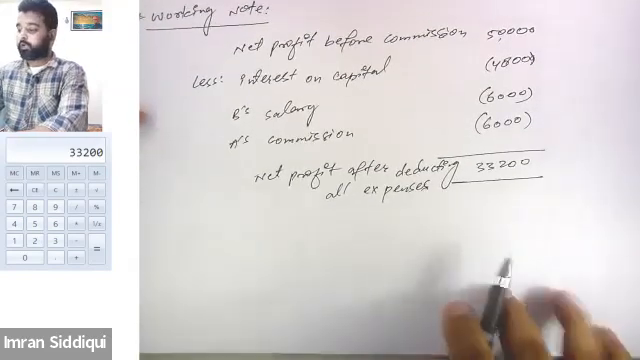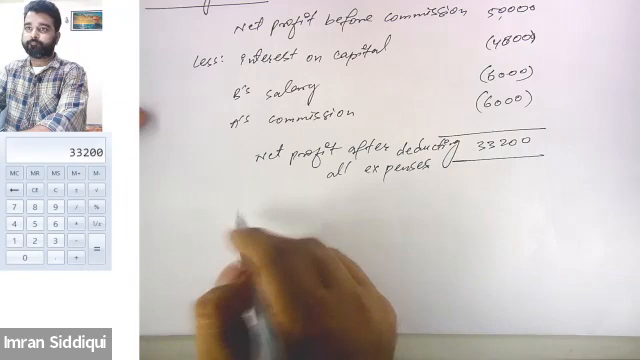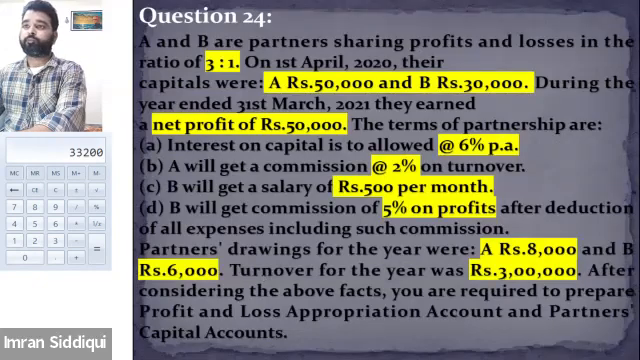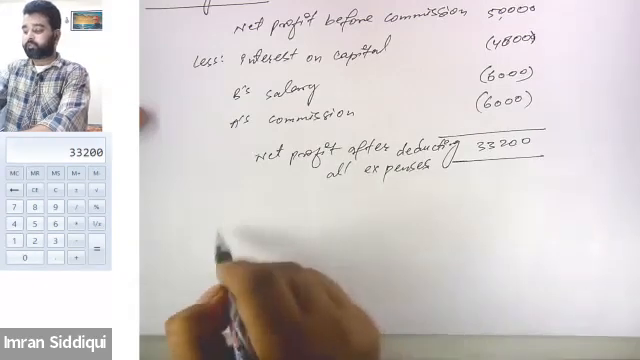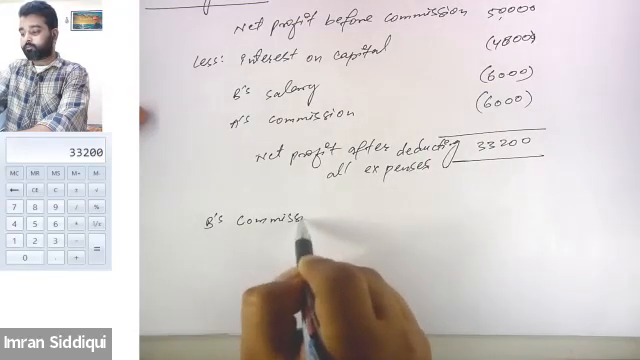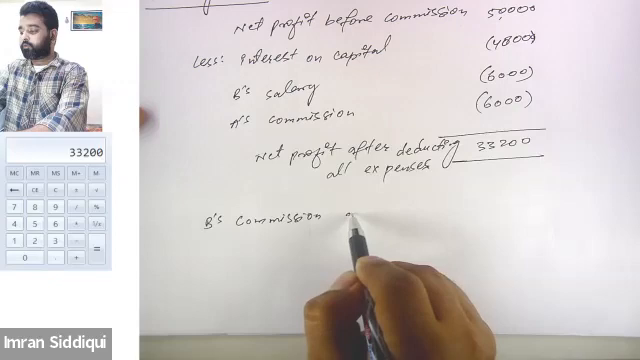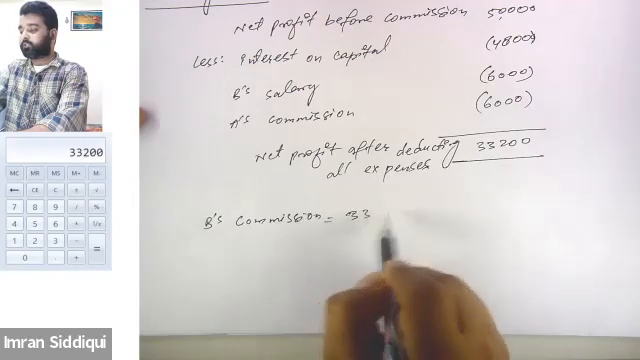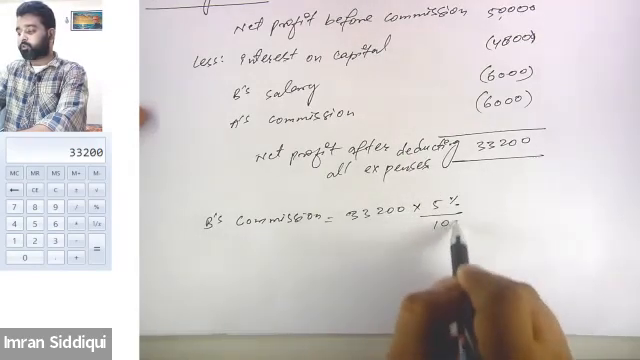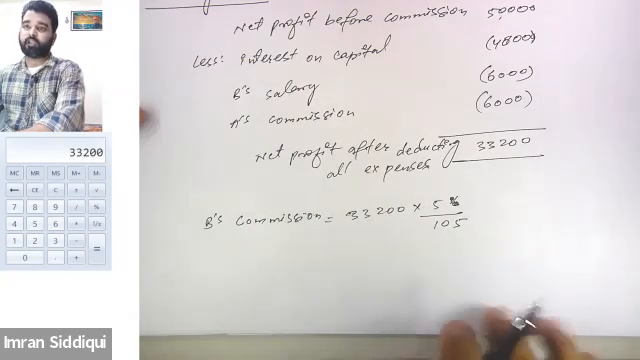Okay. Now see, now we will calculate B's commission. We need to pay B's commission at 5% on profit. So B's commission will be calculated like this: 33,200 into 5 divided by 105. This is how we will calculate B's commission.